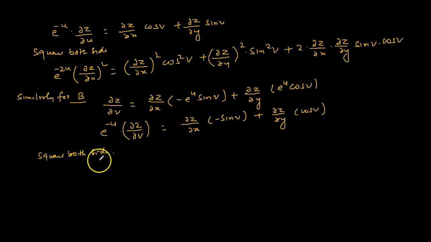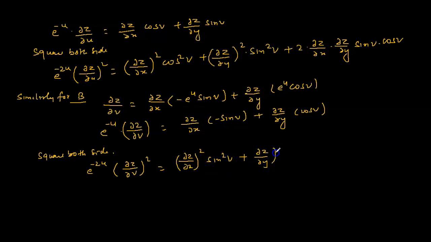So this becomes e to the power of minus 2u (del z by del b) whole square. This is a and b total whole square, so (a minus b) whole square, just like a square plus b square minus 2ab. So (del z by del x) whole square sine square of b plus (del z by del y) whole square cos square of b minus 2ab, which is del z by del x and del z by del y into sine of b into cos of b.